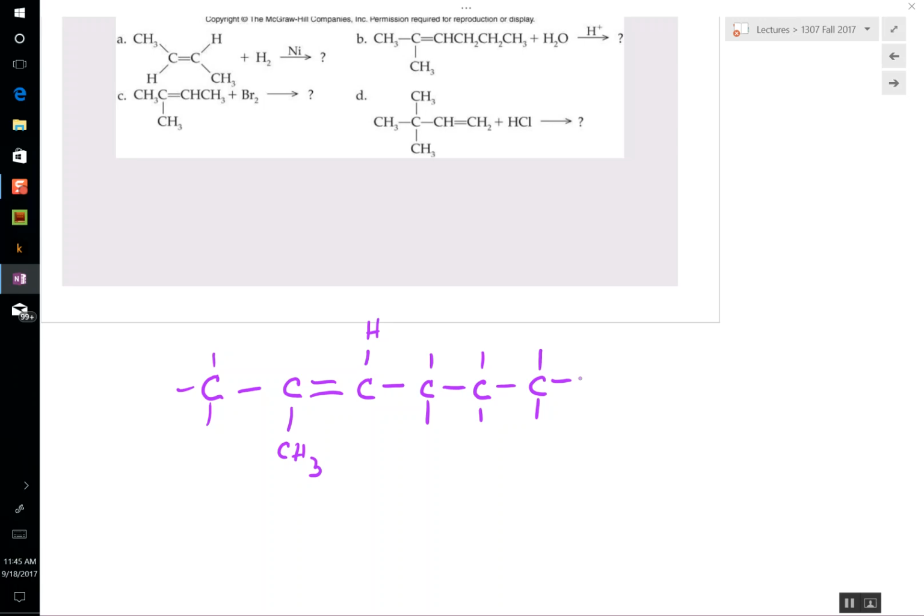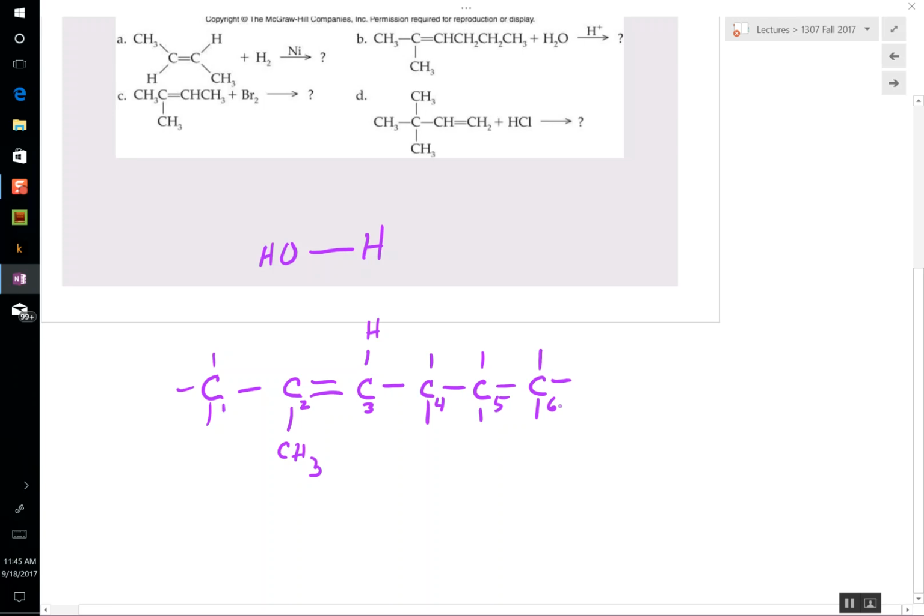Okay, this is what I would recommend you do. Work off of a structural formula. And you're going to be reacting water with this. It's an unsymmetrical reagent. Let me number these carbons: 1, 2, 3, 5, 6.